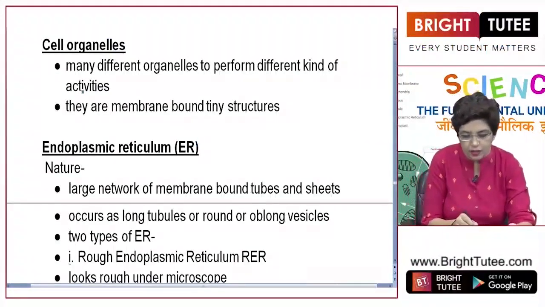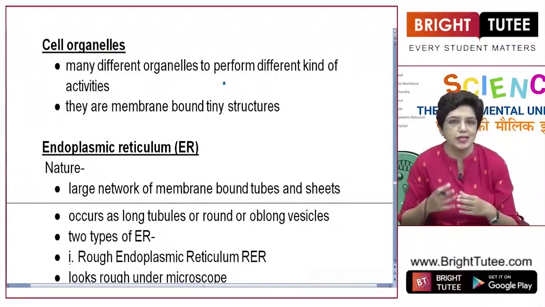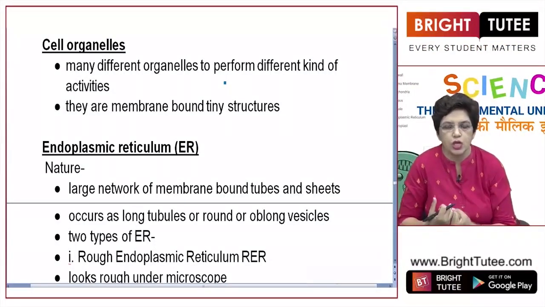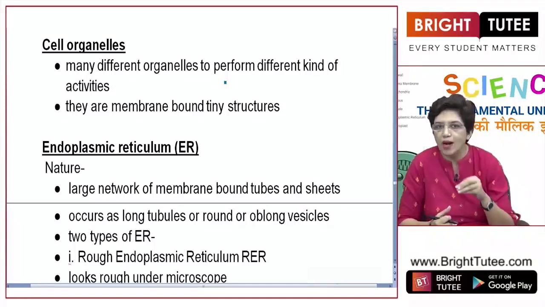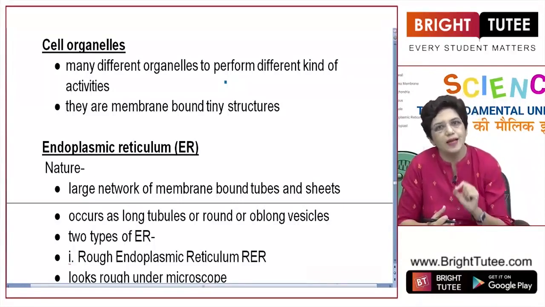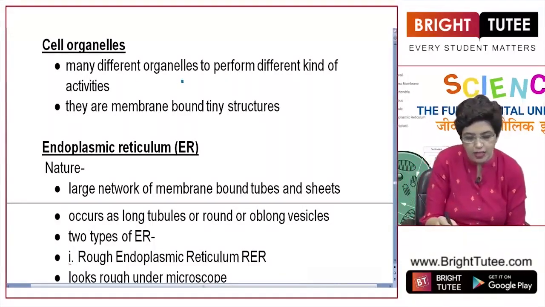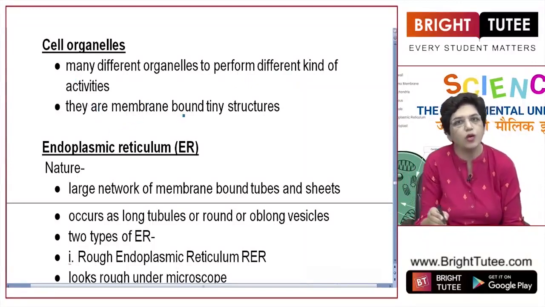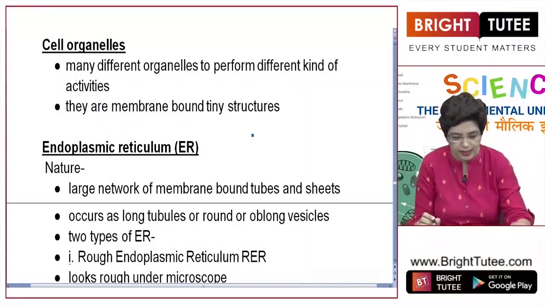Many different organelles are there. Actually, a cell has to perform various different activities, different functions. So it has certain special parts which are designed to perform those functions. Those tiny parts are called cell organelles. There are many different cell organelles to perform different kinds of activities. They are membrane-bound tiny structures present inside the cell.